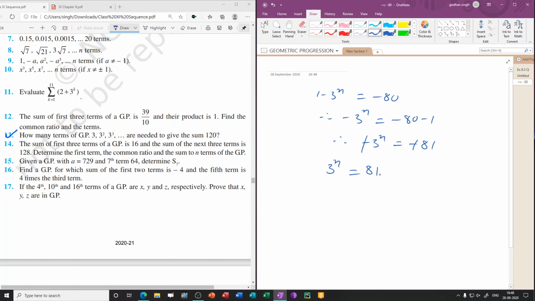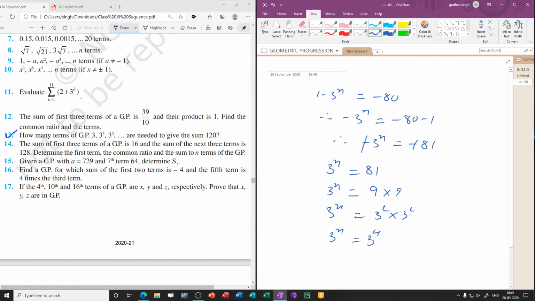Now this we cannot compare like this. What we'll have to do is write 81 in terms of 3 as a power of 3. So we can write 81 as 3 raised to 4, because 81 can be written as 9 into 9, and 9 further we can write as 3 square. So this will be 3 raised to n equal to 3 square into 3 square, or directly you can write 3 raised to n equal to 3 raised to 4. Why 4?